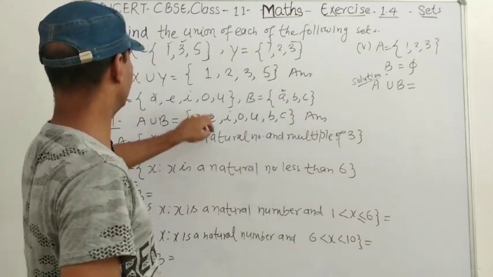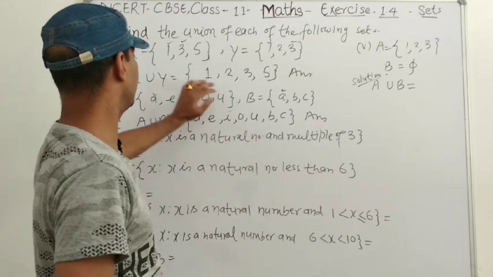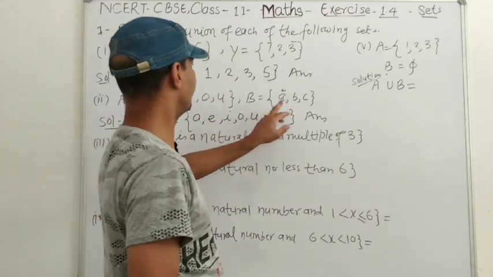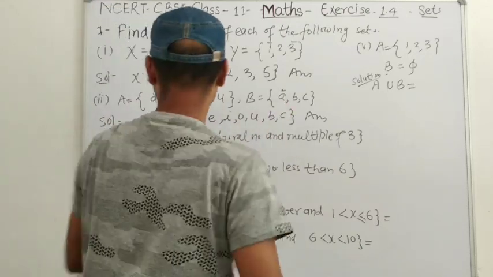So check: a, e, i, o, u, all the elements of A, and all the elements of B, a, b, c. So it is the answer of the second.